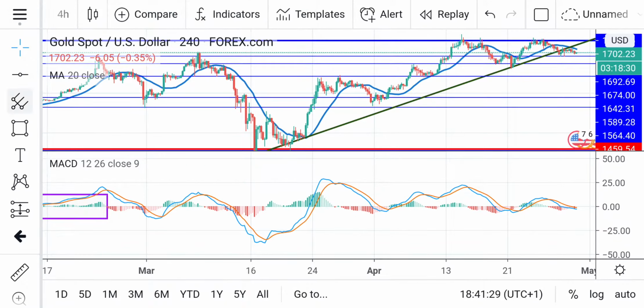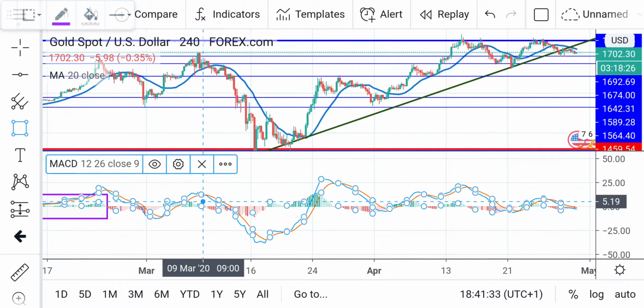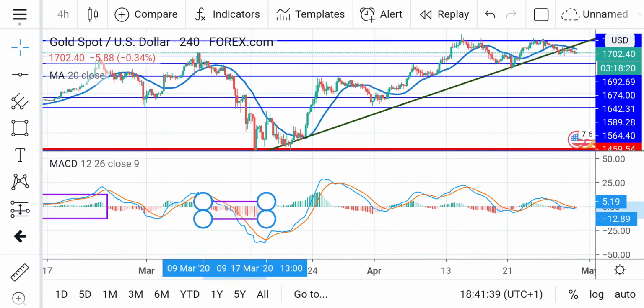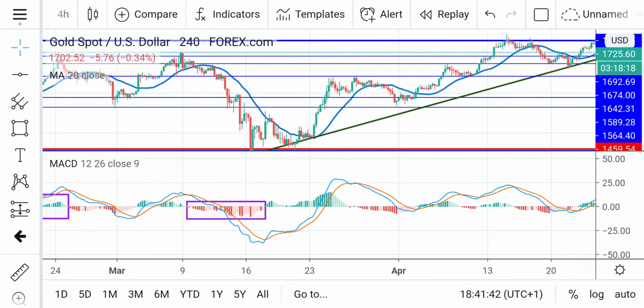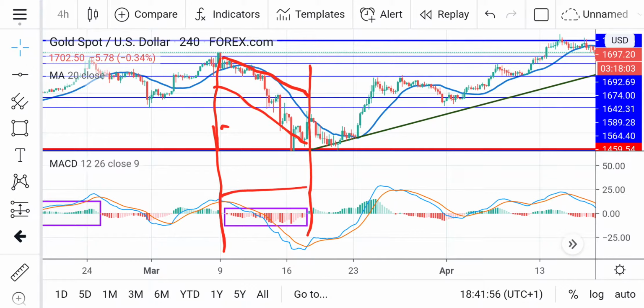So you can see over here, you can see the red MACD histogram showing you that from here to here, price went down along this place, showing you that sellers are in control.